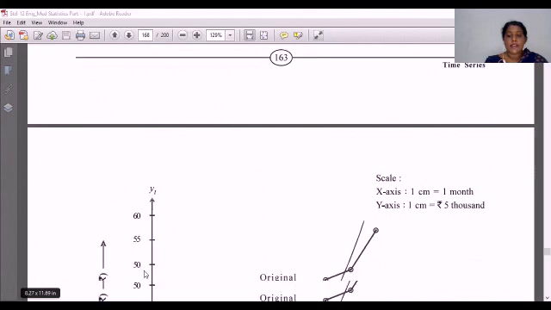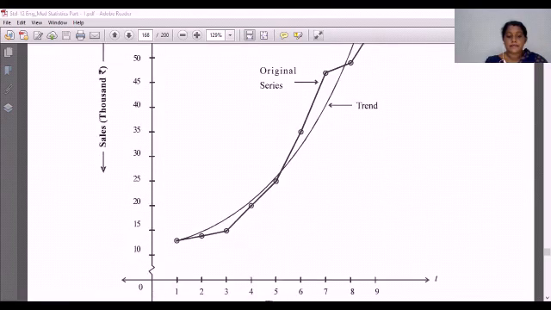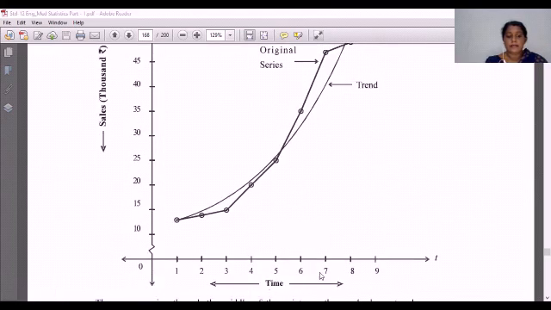Again you have to draw a diagram. See like this, yt and t, 1 to 9 numbers. And the diagram drawn here, I will show you.